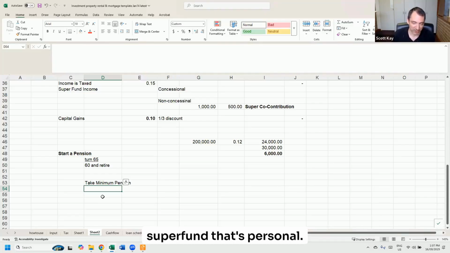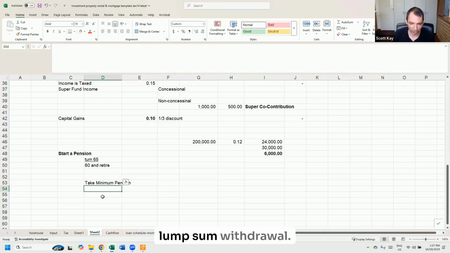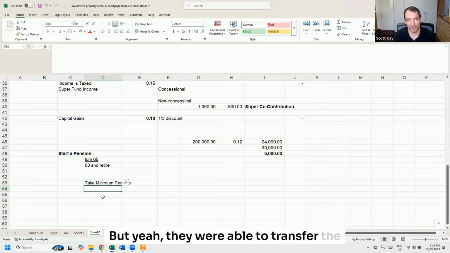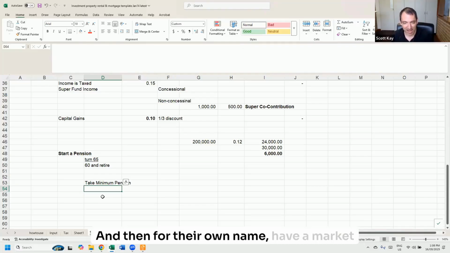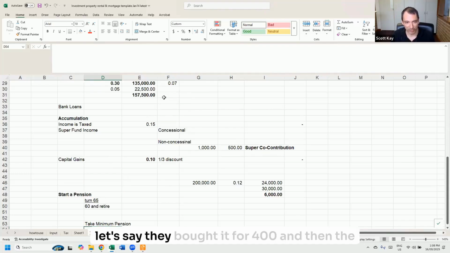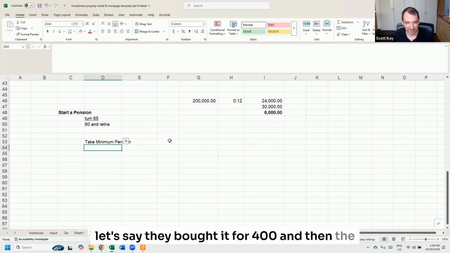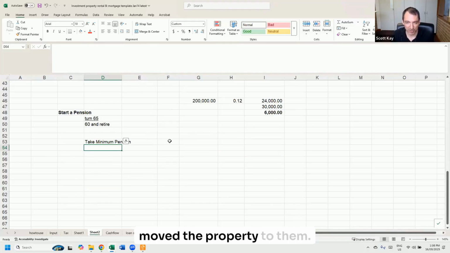And they couldn't even spend a day there before they retired and started the pension and moved the house to themselves as a lump sum withdrawal. But yeah, they were able to transfer the property out of the super fund and have 0% tax on it. And then in their own name, have a market value purchase at arm's length. Let's say they bought it for 400 and then the market value was 800 when they retired and moved the property to them.